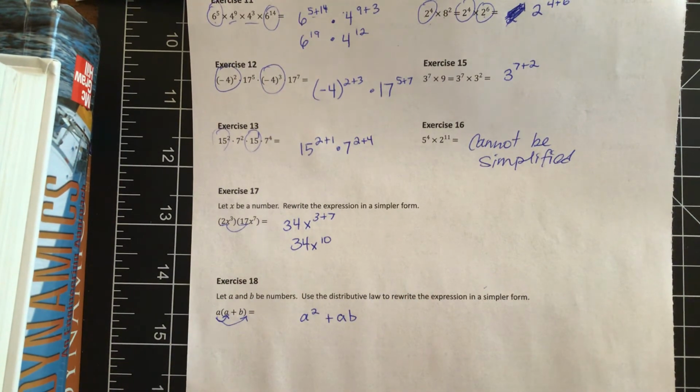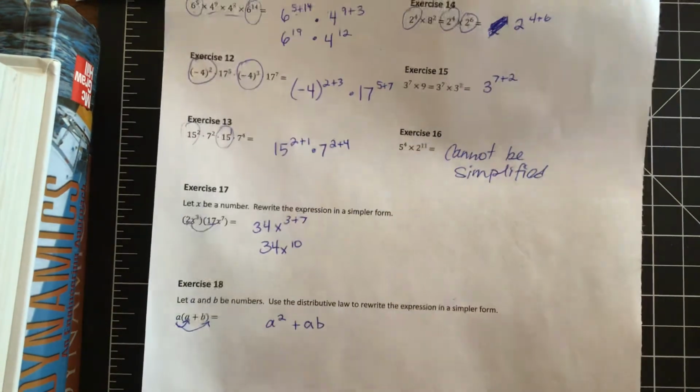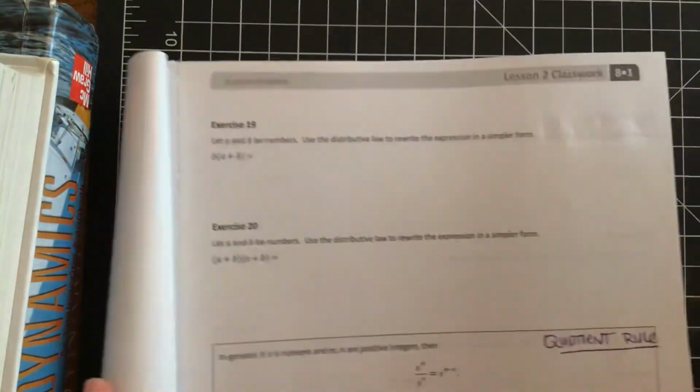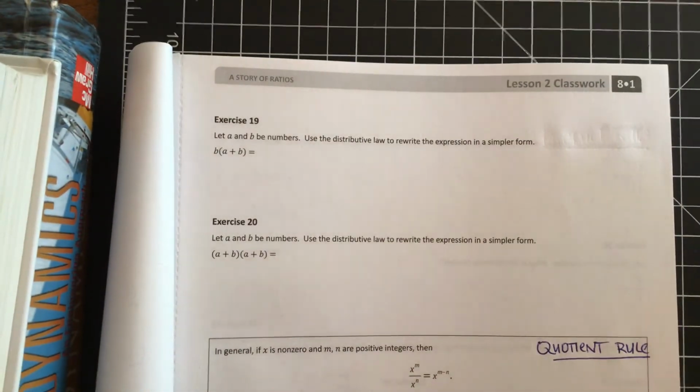Oh, sorry, that is my dog. He's angry. Okay, and then exercise 19 and 20 are similar. Oops, I just lost a paper.